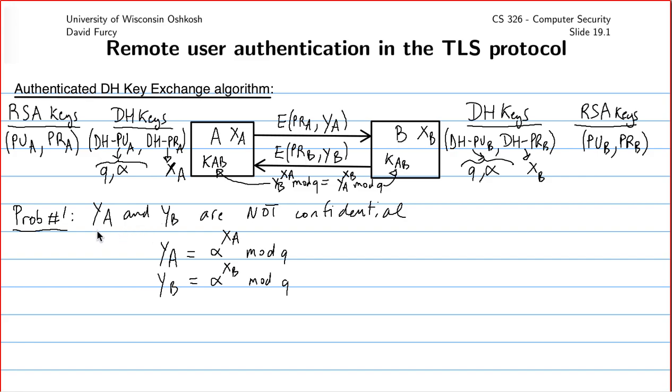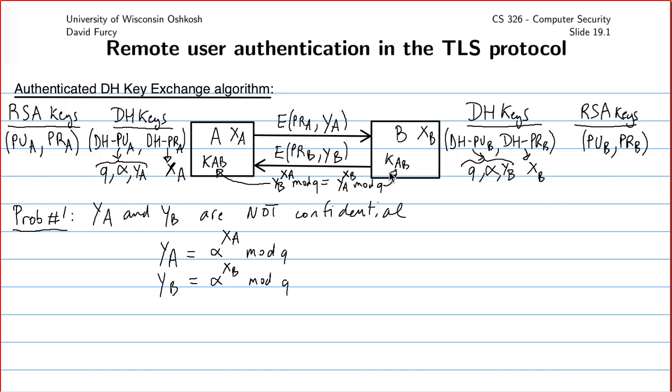So y sub A and y sub B are not part of the private keys. In a way, they could be considered part of the public keys, although that's not strictly necessary. But the point is they are public information. So is that a problem? Remember, the goal of this algorithm is to establish a key that nobody else but Alice and Bob can know about. So how could an attacker use the information y sub A and y sub B to either obtain the key or be able to decrypt all the messages that are later sent encrypted with this key?